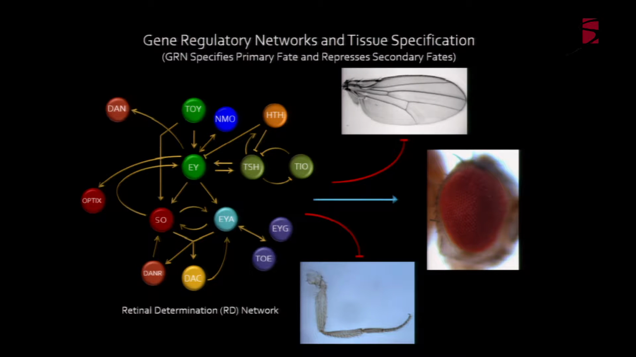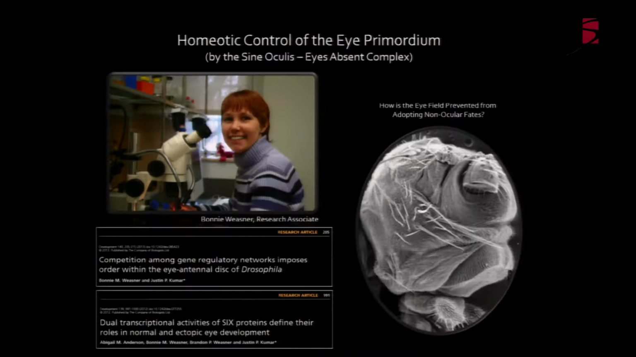And so the idea is that this network is playing offense by promoting eye formation, but it's also playing defense by turning off these very distant programs. And I'll try to convince you at the end that this is not just something specific to the eye, but every tissue will have to do those same types of things. So every tissue is constantly playing this tug of war back and forth.